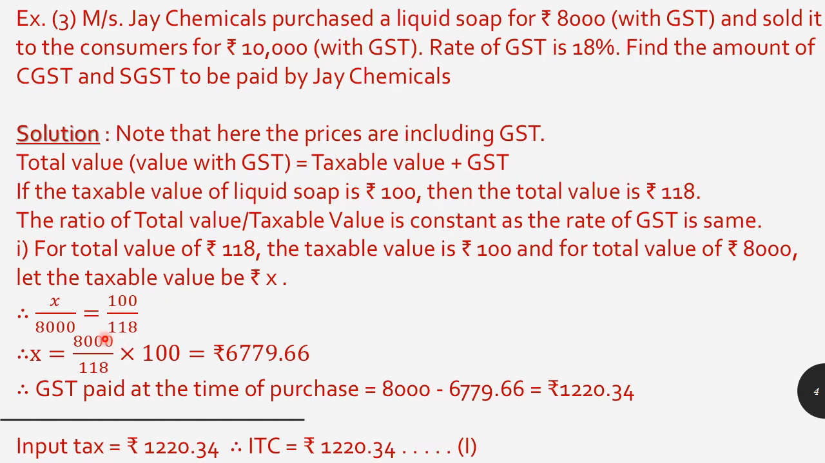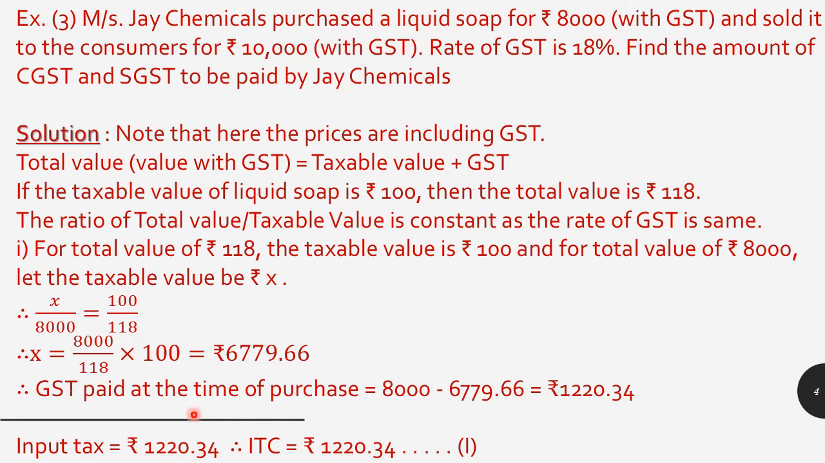And suppose for 8000, the taxable value is X. So X upon 8000 is equal to 100 upon 118. So X will be 8000 upon 118 into 100. And that will be given as rupees 6,779.66. So calculations you can perform.